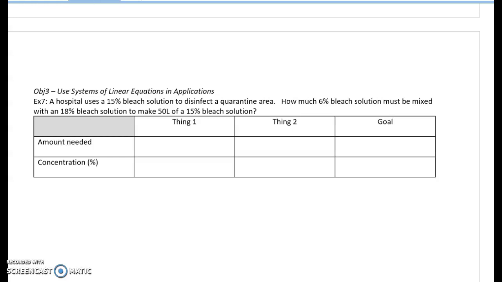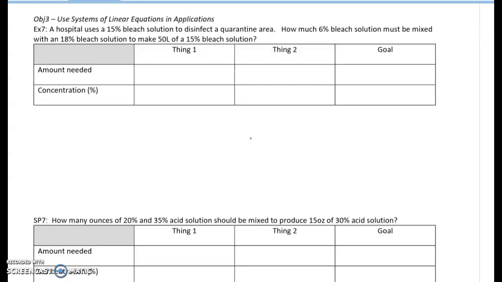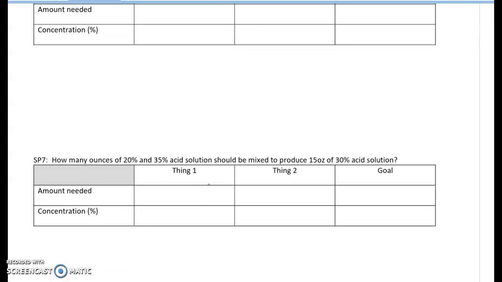All right, the last part of section 5.1 is on using systems of linear equations and applications. These can get very, very involved, and we're not going to get that involved with them. I just want to introduce you to a couple of the most common types of applications for this. One is what we call a mixture problem, where you're mixing two things together with a specific goal. So I'll go through one of those, and then there's one of those to practice.